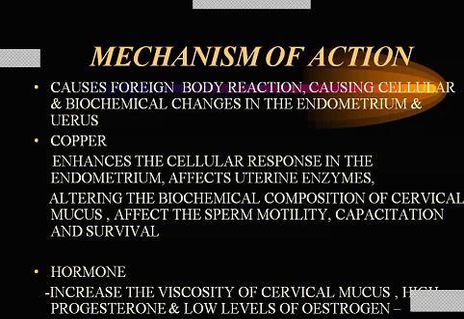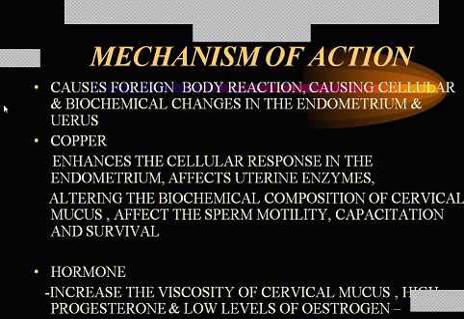So what is the advantage of adding hormone? Hormone increases the viscosity of the cervical mucus, and high progesterone and low levels of estrogen are maintained within the uterine cavity, which is unfavorable for the implantation of the fertilized ovum. So this is the mechanism of action of copper, hormones, and first generation IUDs.